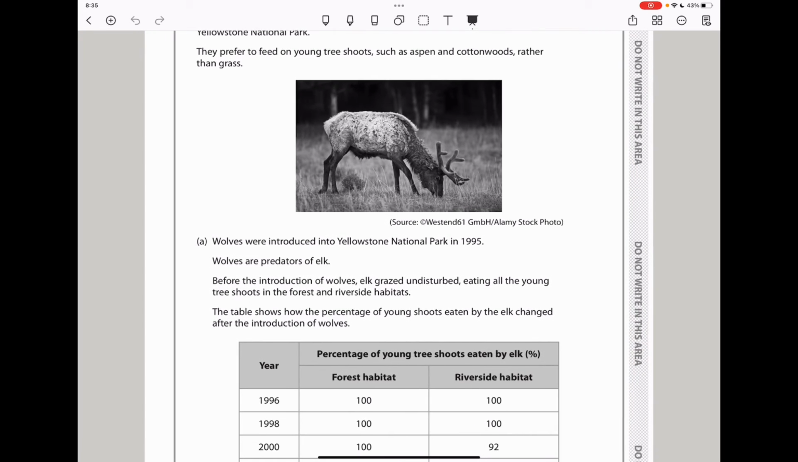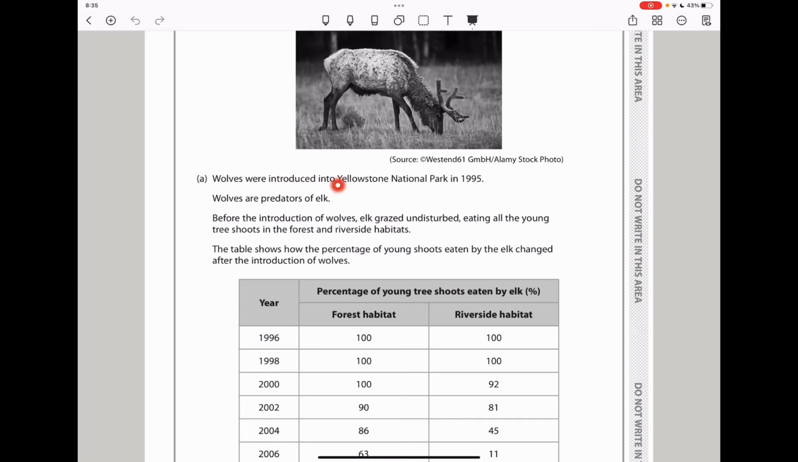So continuing down here, wolves were introduced into Yellowstone National Park in 1995. So they were introduced during that year. Wolves are predators of elk. Before the introduction of wolves, elk grazed undisturbed. So here it means they grazed all over, not in specific areas, but all over the whole area, eating all the young tree shoots in the forest and riverside habitats.